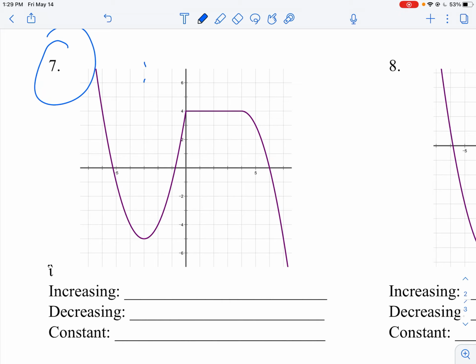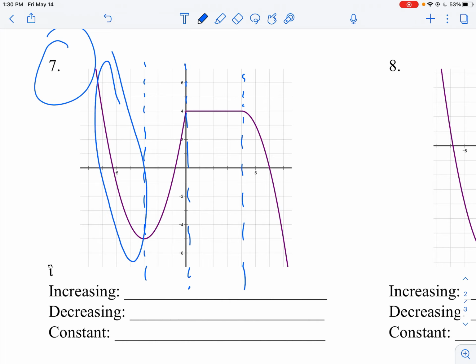All right, so again, let's divide this. So I'm breaking this into sections. The first one, it's decreasing. And that started decreasing on the far left side, so that's negative infinity. And it stops decreasing here. I'm not going to put negative 5. That's the y value. I want to put negative 3, which is the x value there. So from negative infinity until you reach negative 3.